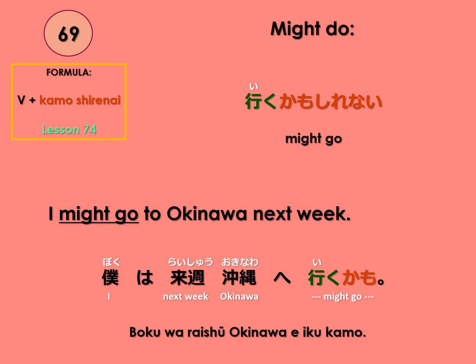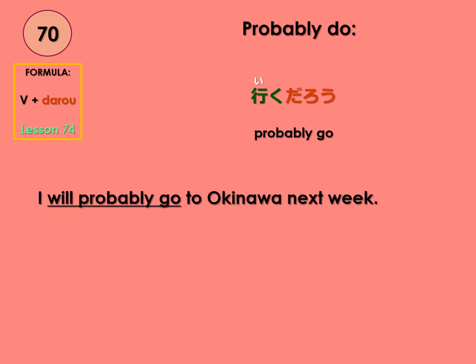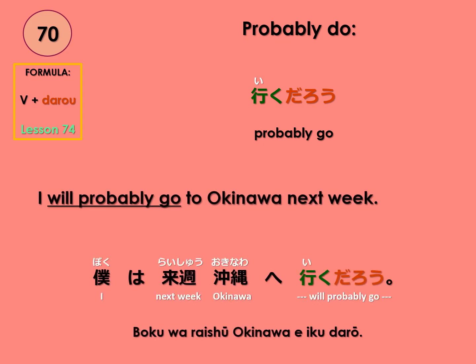僕は来週沖縄へ行くかも。70番 probably, meaning 50-50 chance of happening. Formula is full conjugation of the verb plus だろう。Still in lesson 74. Will probably go. 行くだろう。I will probably go to Okinawa next week.